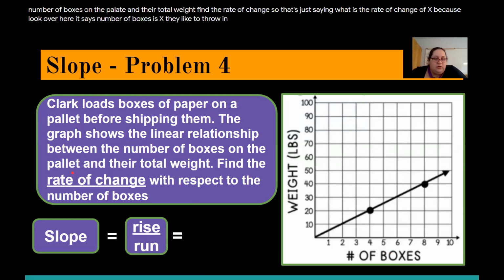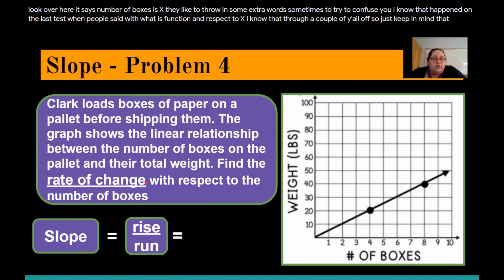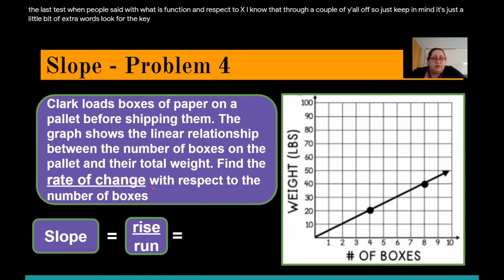They like to throw in some extra words sometimes to try to confuse you. I know that happened on the last test when people said "what is a function with respect to x." I know that threw a couple of y'all off. So just keep in mind, it's just a little bit of extra words. Look for the key words it's asking for. This is saying rate of change.